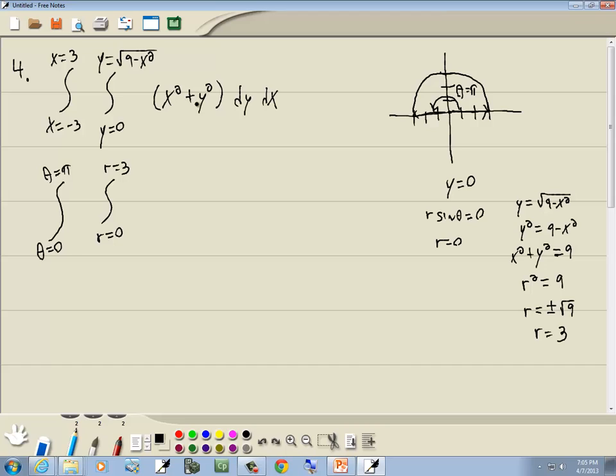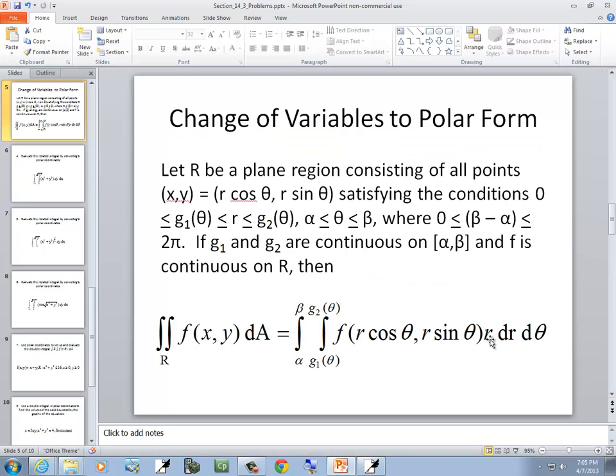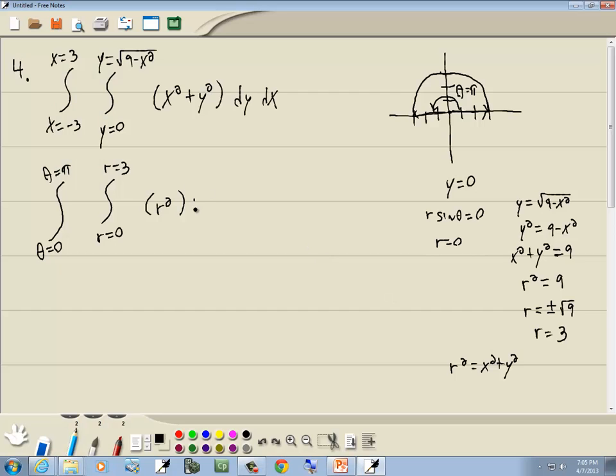Okay, now we already said that r squared is equal to x squared plus y squared, so we can replace this with r squared. Now our formula says we have to have an additional r on here, so that's what that is. So we have to put an r on there. Now I'm real bad about forgetting that. So then this becomes theta is equal to 0, theta is equal to pi, r is equal to 0 to r is equal to 3, and r squared times r is r to the third, dr d theta.